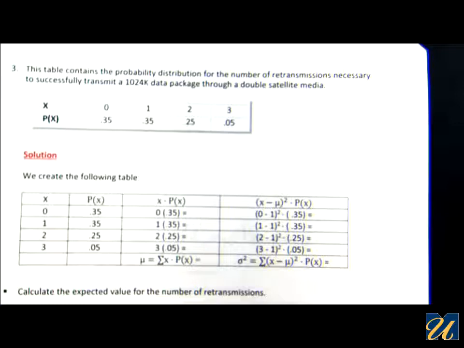Now, let's take a look at the next problem. This table contains the probability distribution for the number of retransmissions necessary to successfully transmit a 1024K data package through a double satellite media. So we have the possible outcomes with their corresponding probabilities. And I'm looking for the expected value for the number of retransmissions. That means I'm looking for the average. I'm also looking for the variance and the standard deviation.